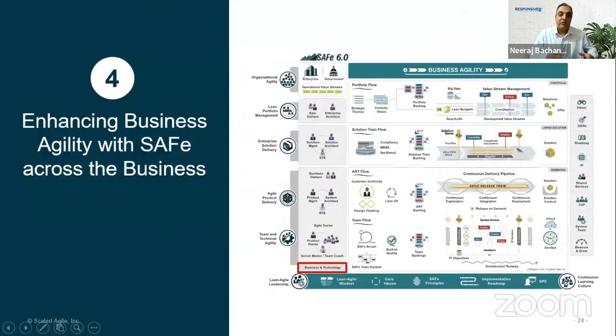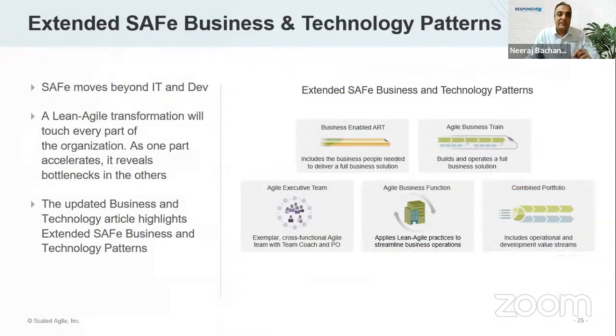Right. The next change that we spoke about was accelerating or enhancing business agility in the various parts of the organization, which means not just the technology, not just the business. Together, these patterns were introduced to make sure both business and technology are aligned so that business agility is achieved in the entire organization. The pattern introduced is business-enabled ARTs, which means business people are fully involved in the execution of the agile release train. Then we have the agile business train, where a business solution works like an entire agile release train. Then there is the agile executive team, which means the team itself works like an agile team, making sure it's delivering value iteratively and incrementally.